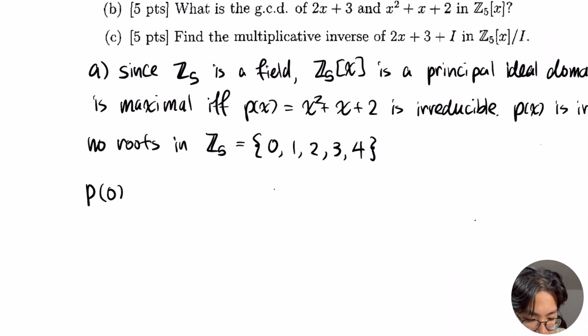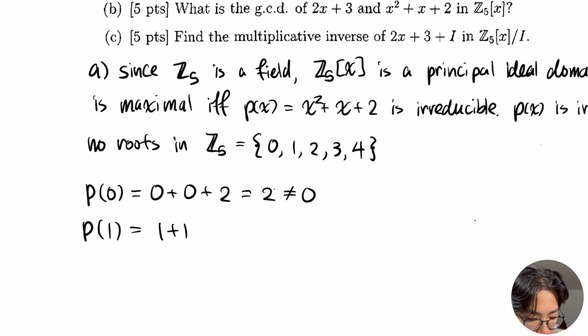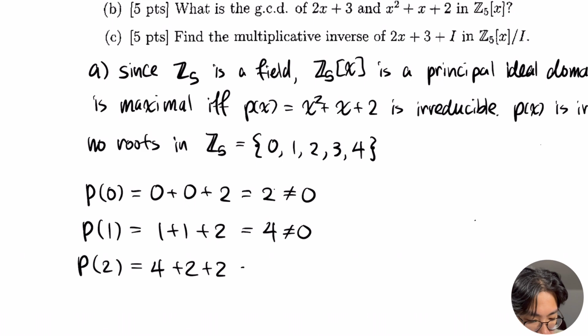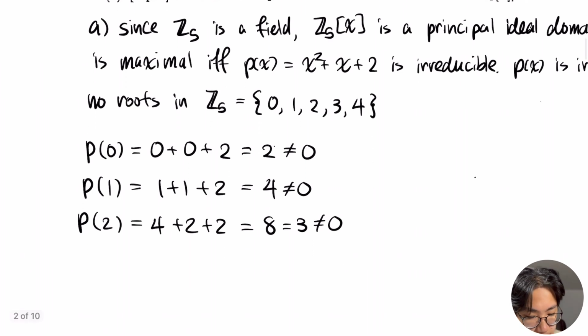Here we have p of 0. We evaluate that and get 0 plus 0 plus 2, which is equal to 2, clearly not equal to 0. We do the same for p of 1. We get 1 squared, which is 1, plus 1 plus 2, which gives you 4, again not 0. Check p of 2. 2 squared is 4, plus 2 plus 2, so here we get 8 mod 5, which is equal to 3, again not equal to 0.